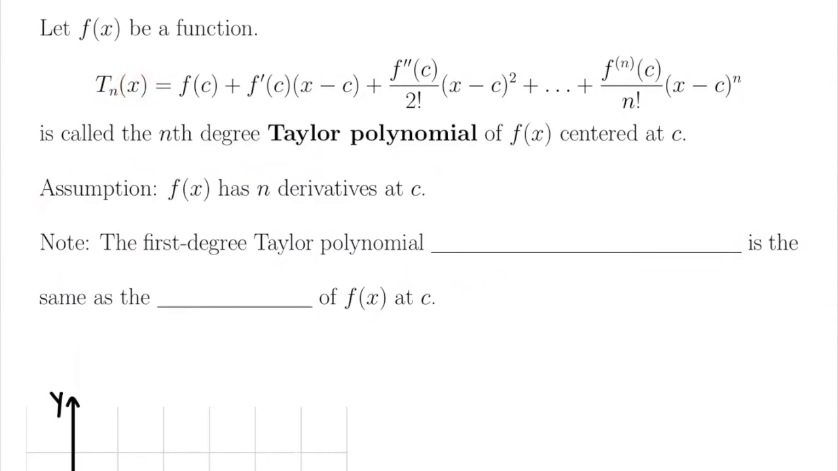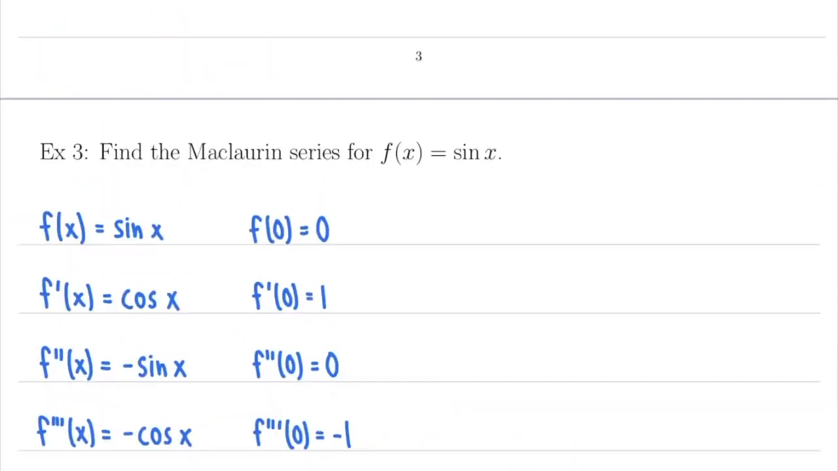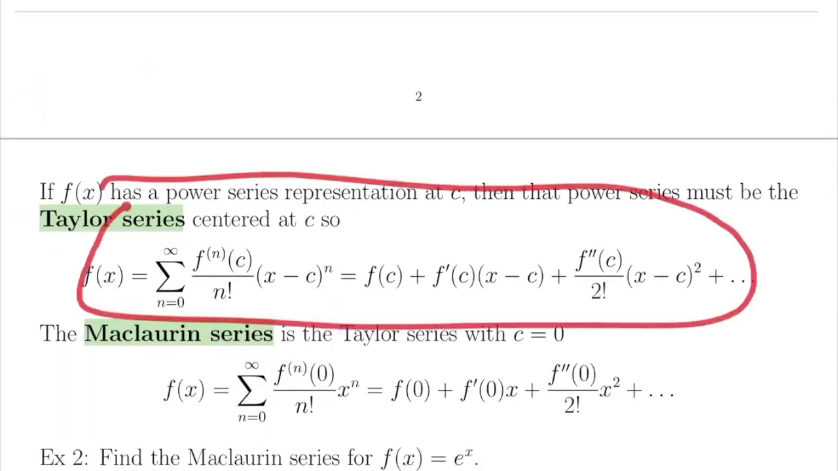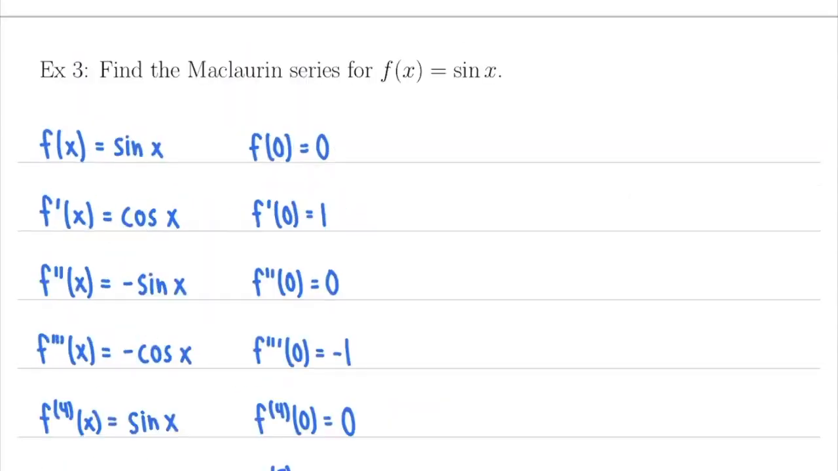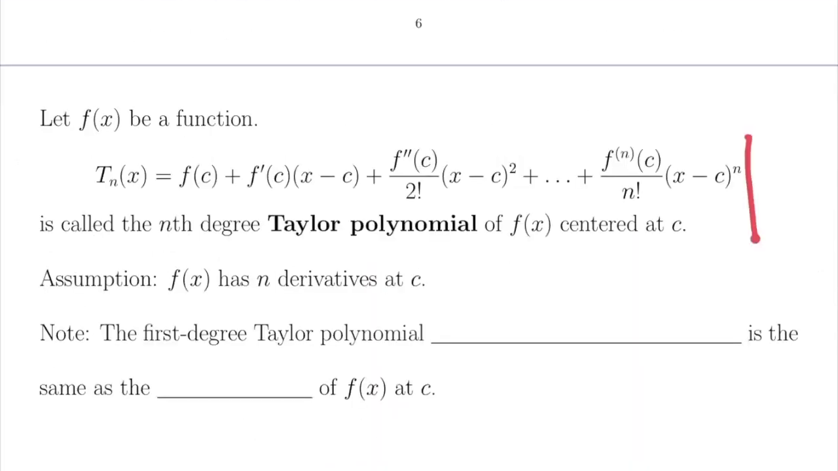So going back to the start of today when we derived the Taylor series centered at c, let me go back to that right here. That was an infinite series. But what we're going to do now is take the first n terms of this power series right here. I'm stopping at the nth term, and that's what's called an nth degree Taylor polynomial of f of x, centered at c.